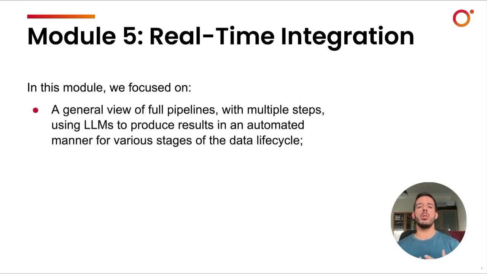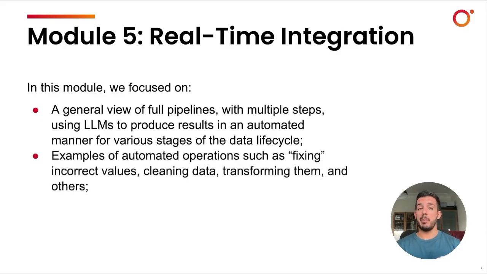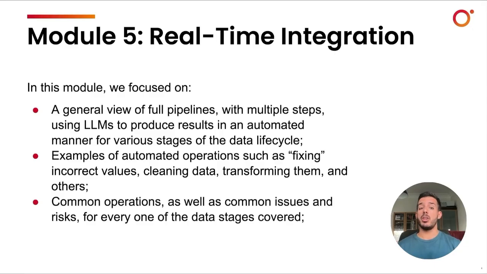Well, one was just a general view of automated pipelines that include generative AI, with multiple steps, using LLMs in specific to produce results, be it in terms of creating rules, converting data, or many other things in an automated manner for all of these different stages of the data lifecycle. Or for example, examples of automated operations such as fixing incorrect values, cleaning data, transforming data, generating validity rules, converting those rules, and many other types, and how they're done using GenAI. Or common operations, as well as the common issues and risks for every single one of the data stages covered.